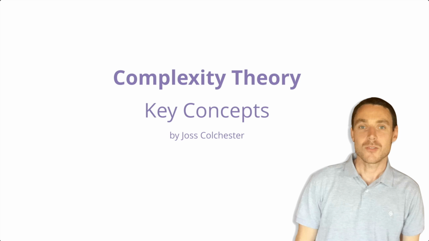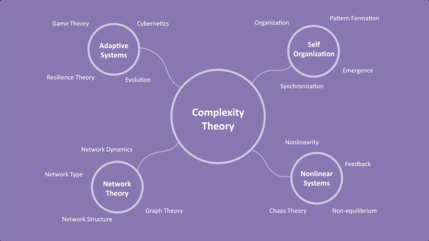But what I'm going to present here is kind of the model, or it's not a model, it's a schema that we've evolved for giving some structure to this mass of different models and different ideas. This is what we're going to be covering in this presentation. We're going to start off there in the middle with complexity theory and complex systems. We're then going to talk about self-organization, nonlinear systems, network theory, and then adaptive systems and evolution.